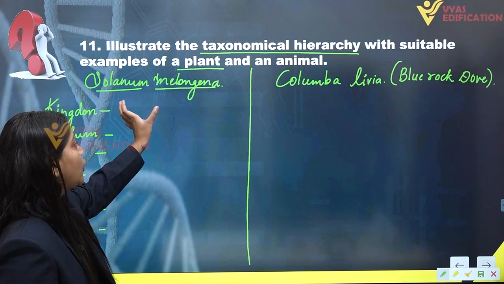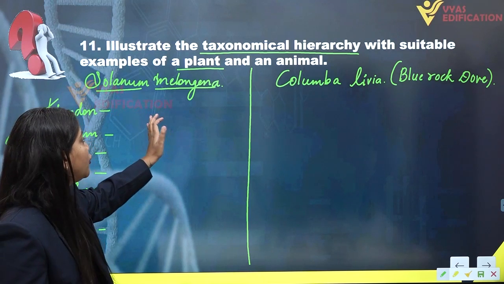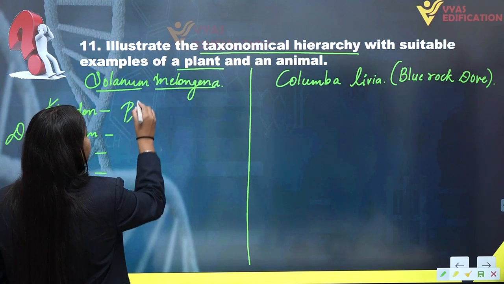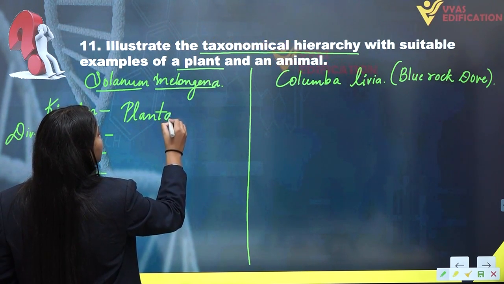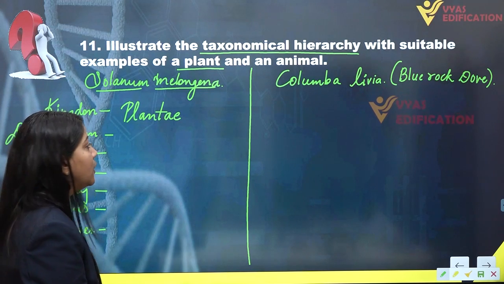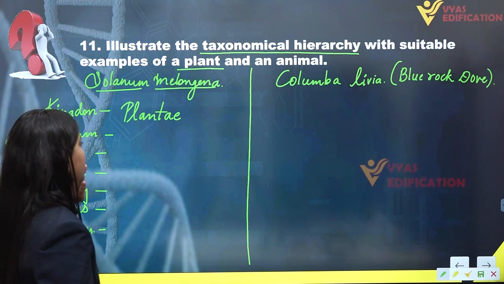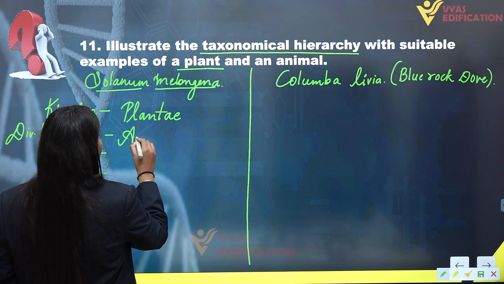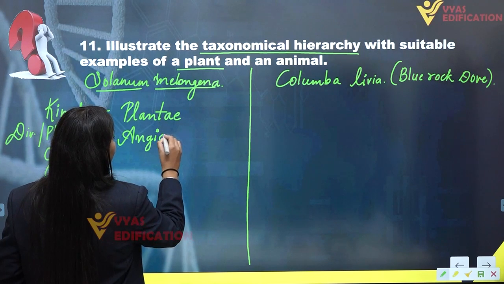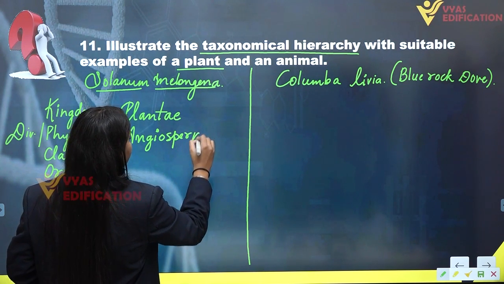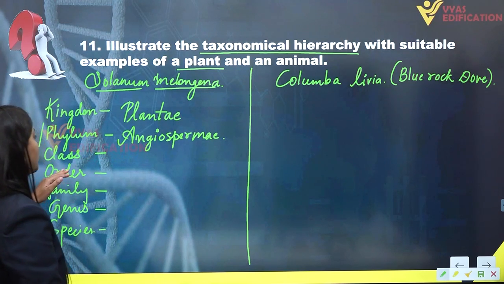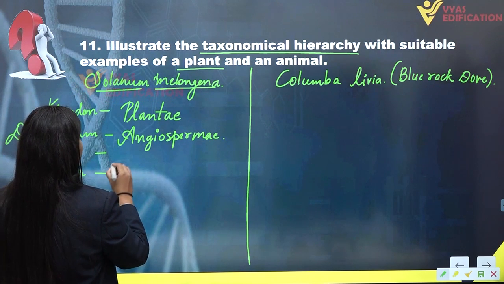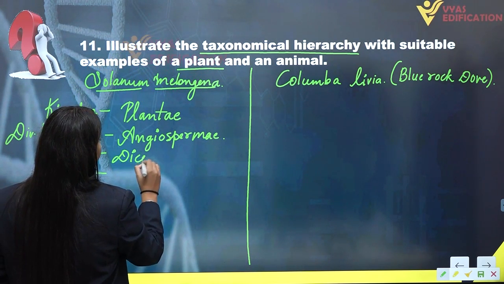So this Solanum melongena, or brinjal, belongs to the kingdom Plantae. Plantae will be the kingdom for this particular organism. If we talk about the phylum, then the phylum would be Angiospermae. Now if we talk about the class of Solanum melongena, it will be Dicotyledonae.